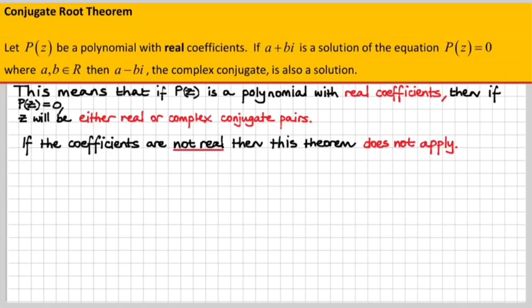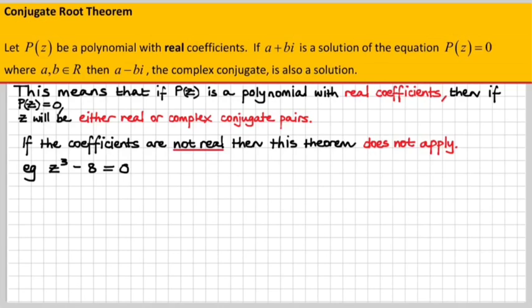If the coefficients are not real, then this theorem does not apply. Absolutely no way known. It does not apply. So don't make the mistake of thinking that it always applies. You have to make sure that the coefficients are real before you factorise using this theorem.